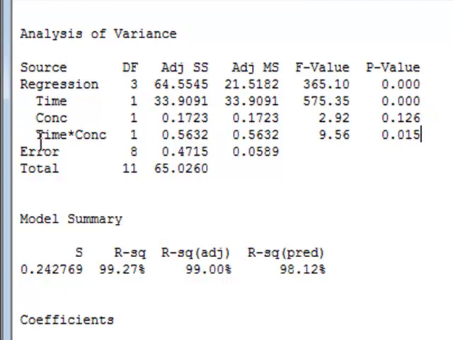But what is important here is that we see the interaction term, time times concentration, is also significant with a p-value of 0.015. This means that the effect of time, which is shown by the slope of the graph, is dependent on the concentration of the cleaner. So this means there is a difference between the two slopes dependent on the concentration.